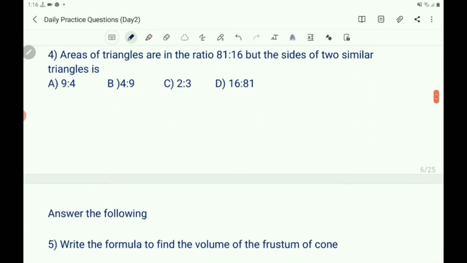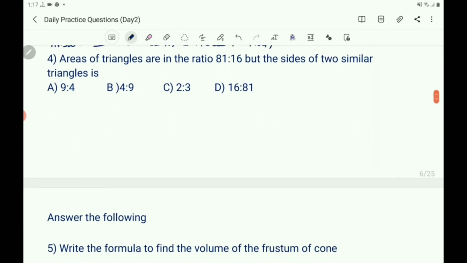Then you take the fourth question. Areas of triangles are in the ratio 81:16, what is the ratio of the sides of the two similar triangles? It is said that they are the similar triangles. You know that areas of the similar triangles are in the ratio of the squares of their corresponding sides. So to find the sides, we have to get the root of each. Here, what is the root of 81? 81 is 9, and what is the root of 16? That is 4. The ratio is 9:4.